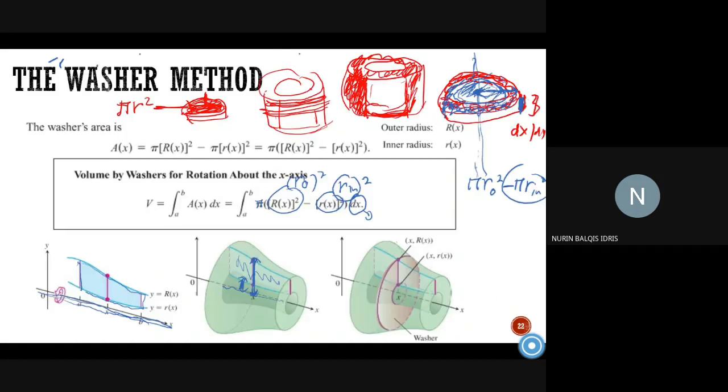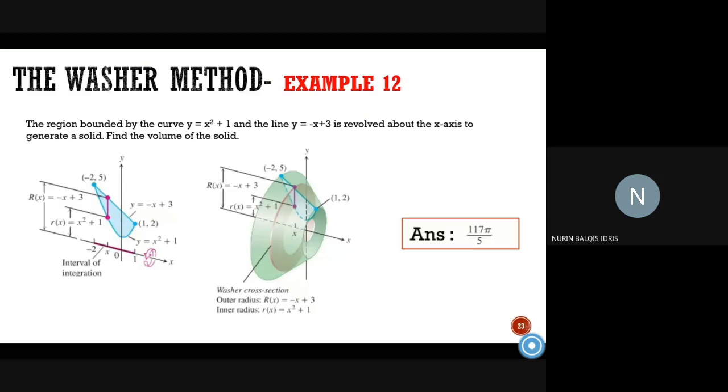Now, yang ni tak ada example. Okay, it's okay. Now, let's have a look at example 12. Okay, so in this example 12, the region bounded by the curve y equals to x square plus 1. So, yang mana yang x square plus 1 ni? Ni dah lukis. By right, sepatutnya you all perlu tahulah macam mana nak sketch this one. Simple curve je ni, y equals to x square plus 1. When x equals to 0, y equals to 1 kat sini.